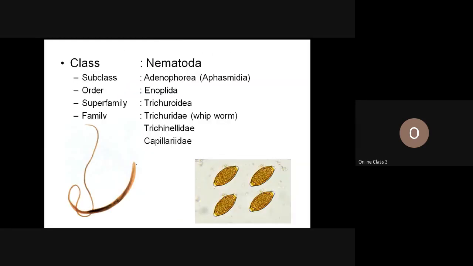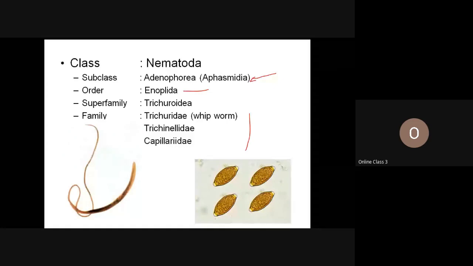For the last one, the parasites are under another subclass. Now I'm jumping to another subclass. Earlier, whatever we discussed was under Secernentea or Phasmida. Here it is Adenophorea or Aphasmida. In this case we are going to see only one order, that is the Enoplida order. Under this one we have three families: Trichuridae, Trichinellidae, and Capillaridae.